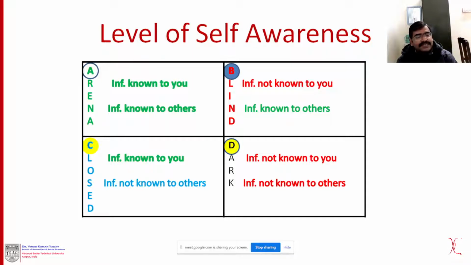Information about you is very important. Self-awareness means, if I am talking about person X or about myself, information about myself is known to me and information about myself is known to others. So there are four quadrants, and that is why it is indicated in green color. Everything is green, grass is green, everybody knows. I am Dr. V.K. Yadav, working in the Department of Humanities, HBTU Kanpur. This information is known to me, and known to others also. So when this information comes, there is no ambiguity in interaction.